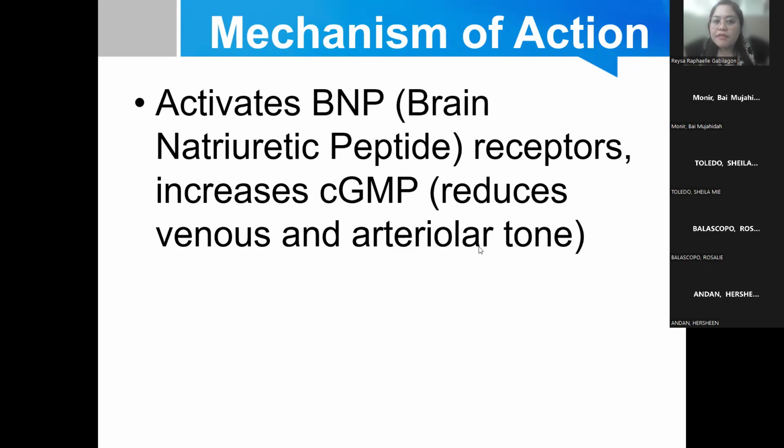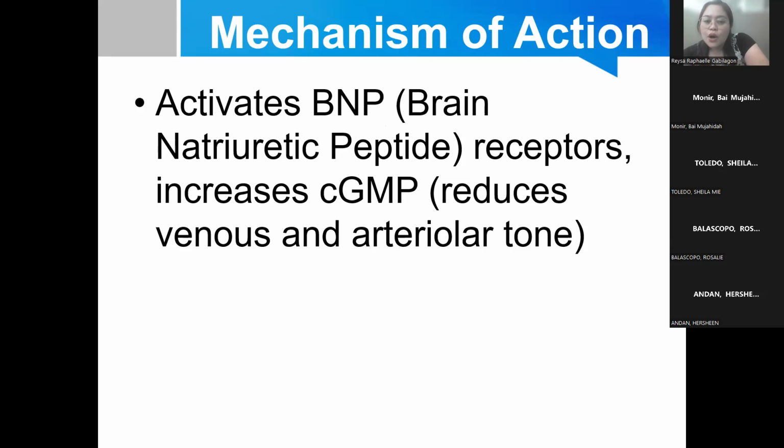Ano naman ang mechanism of action nito? This activates the brain natriuretic peptide na receptor. And kapag kayang receptor na yan ma-activate, it will lead to the increase in the cGMP. So iba ito ha, iba yung cGMP sa Manoff. Sa Manoff, that's current good manufacturing practices. But for pharmacology, cGMP is cyclic guanosine monophosphate. It's almost similar to the cAMP. cAMP is cyclic adenosine monophosphate.